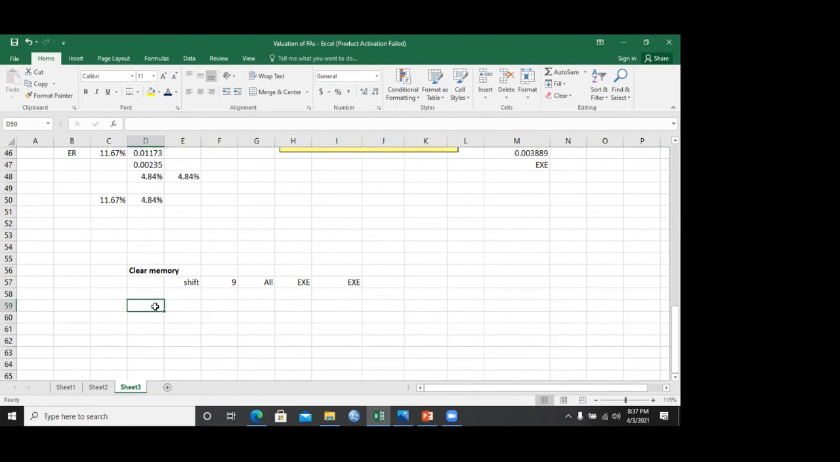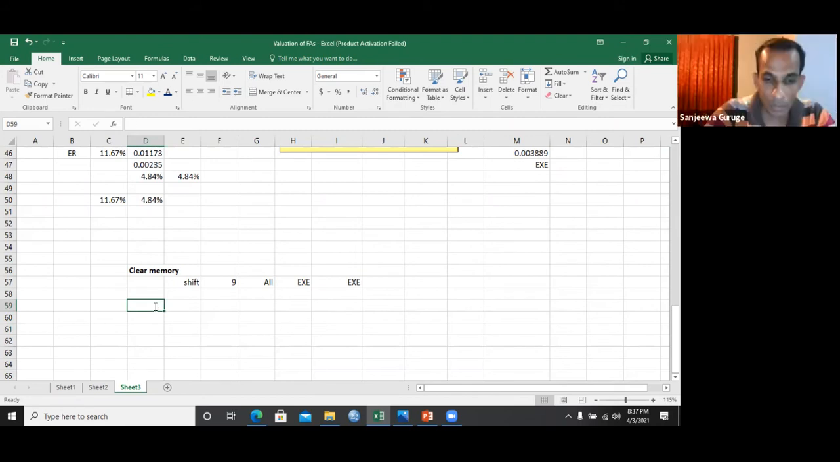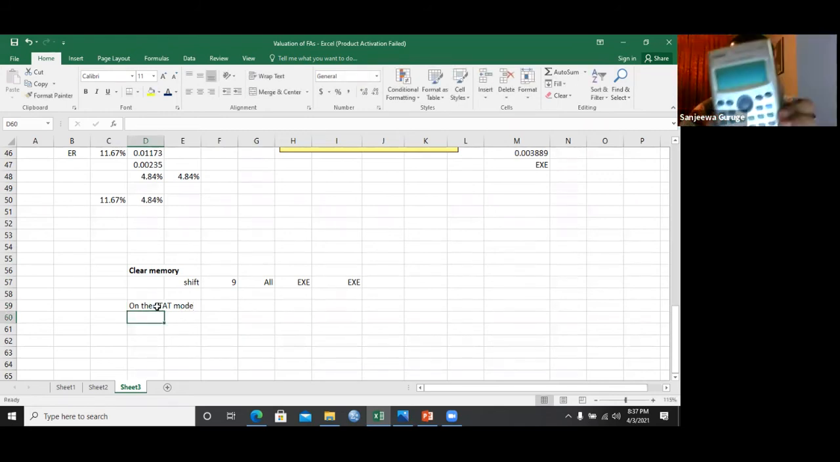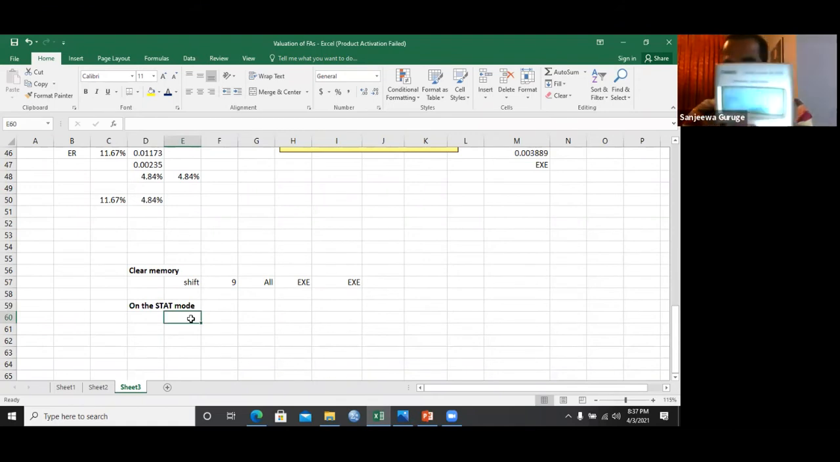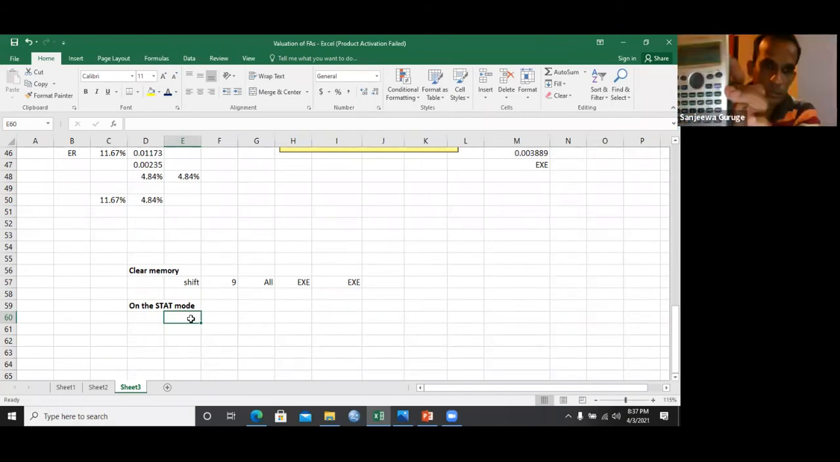Then the next step is to turn on the stat mode. On the stat mode, right? So what you need to do now, you have this screen. In order to turn on the stat mode, you have to use this setup button. Just next to the on button, you can see setup. You have to press setup, right?